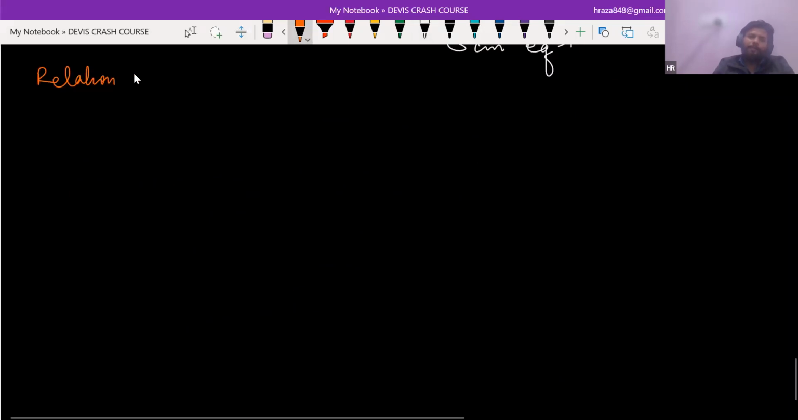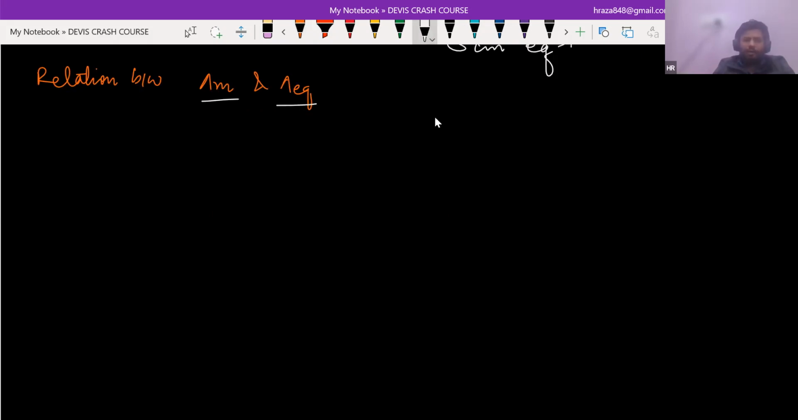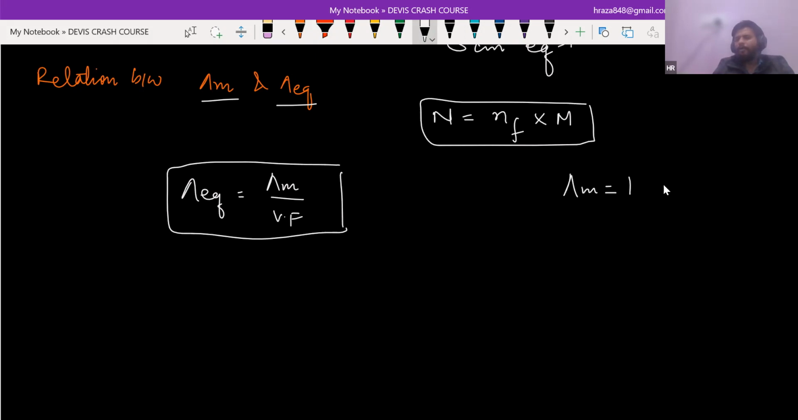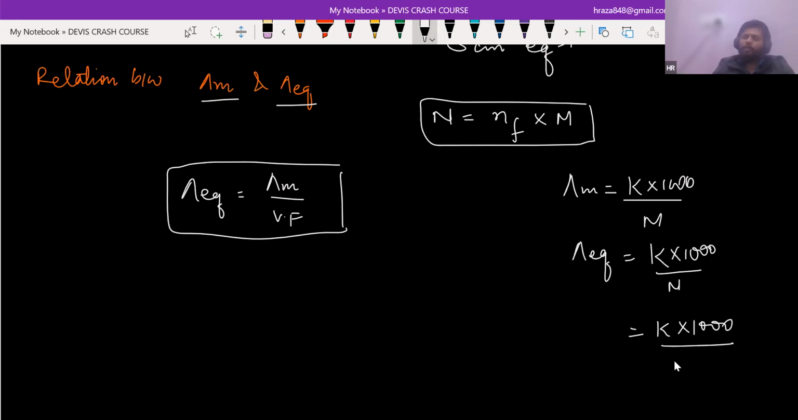Now, the relation between molar conductivity and equivalent conductivity. You already know that normality is equal to valence factor into molarity, right? So after putting the value, we get lambda EQ is equal to lambda M upon valence factor. You know the formula, lambda M is equal to kappa into 1000 upon M, and lambda EQ is equal to kappa into 1000 upon N. And if I put the value, at the place of N, I'm going to put molarity into valence factor, or N factor.